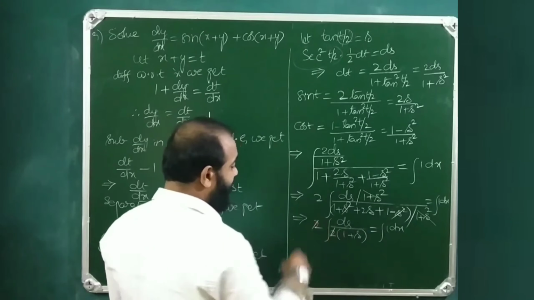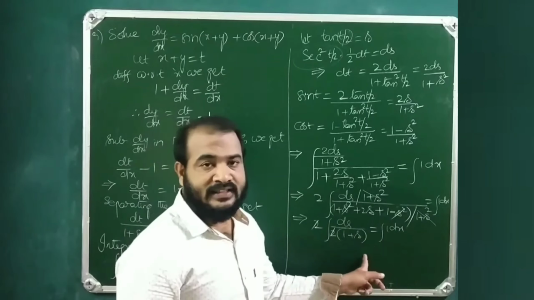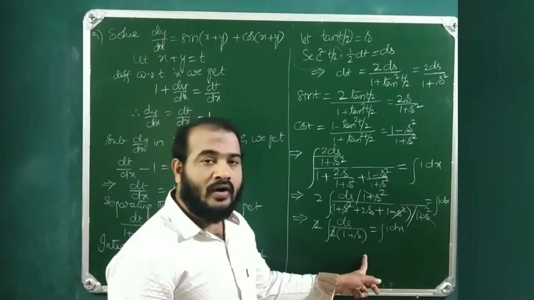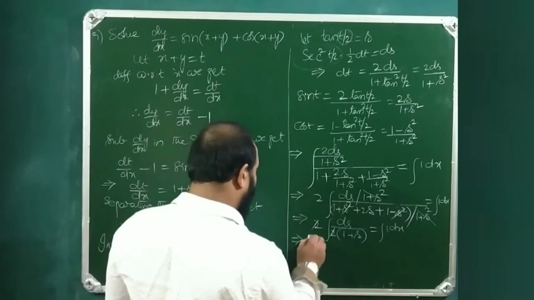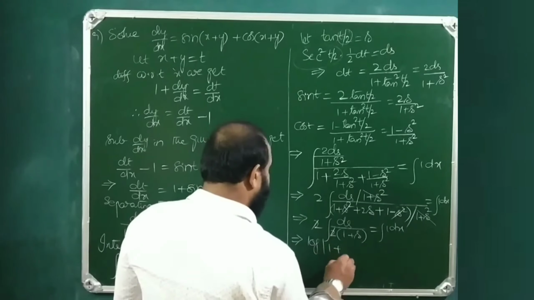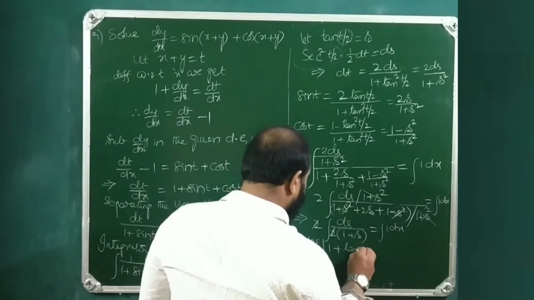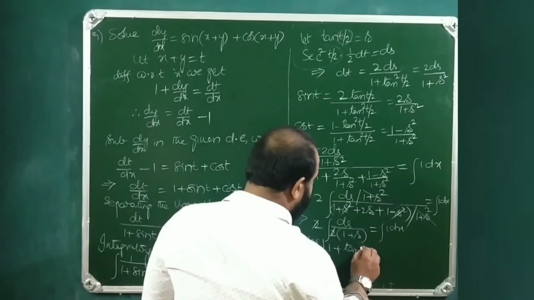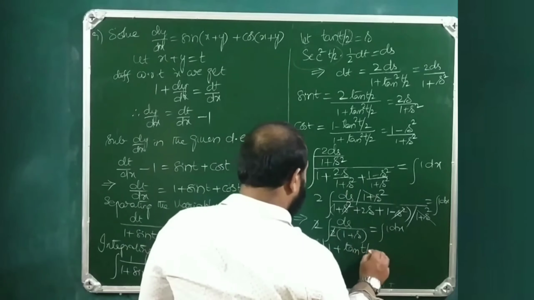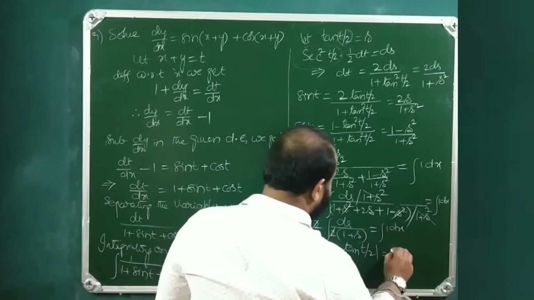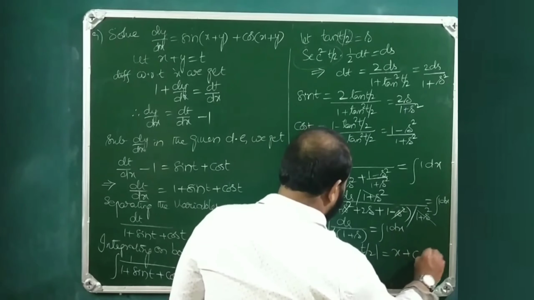So 2 gets cancelled. Integral 1 by 1 plus s ds is log 1 plus s. So this is log 1 plus s, where the value of s is tan t by 2. Tan t by 2 equals integral 1 dx, which is x plus constant of integration c.